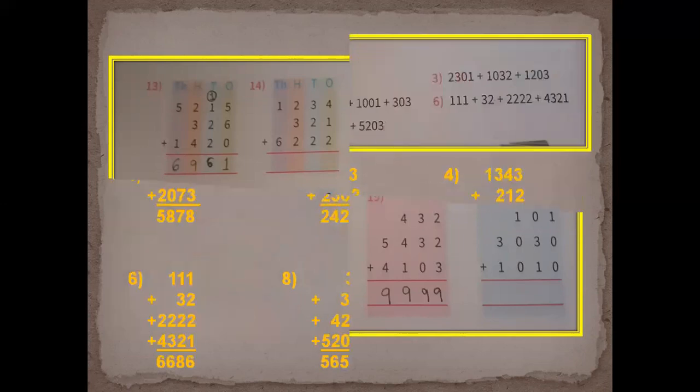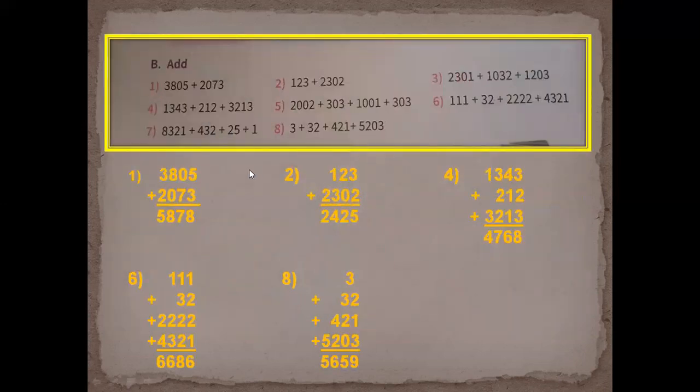Okay, and then about B main, that is also the same addition. First one, 3805 plus 2073. First we have to write the numbers one below the other and then add the numbers the same way, from ones place to thousands place. That is 5 plus 3 equals 8, 0 plus 7 equals 7, 8 plus 0 equals 8, 3 plus 2 equals 5. So the answer is 5878.